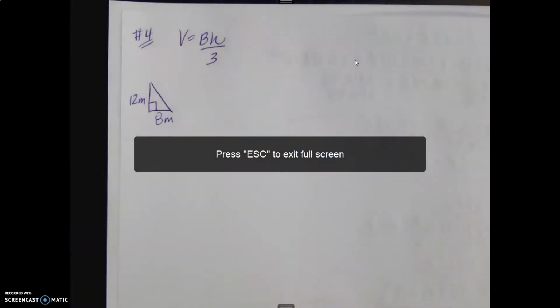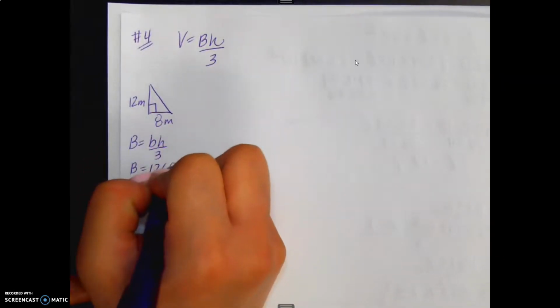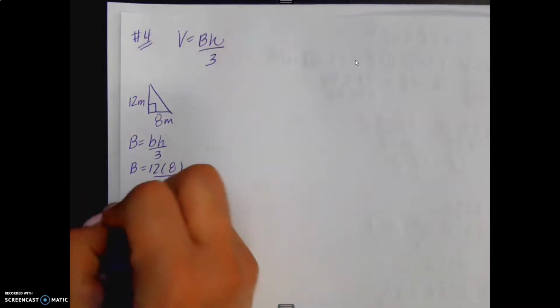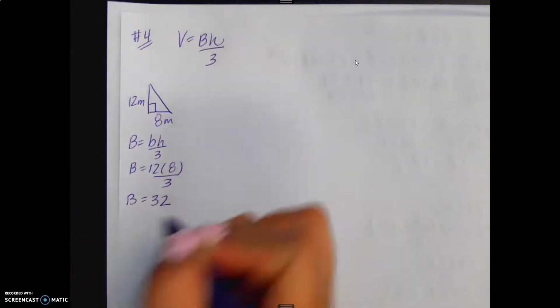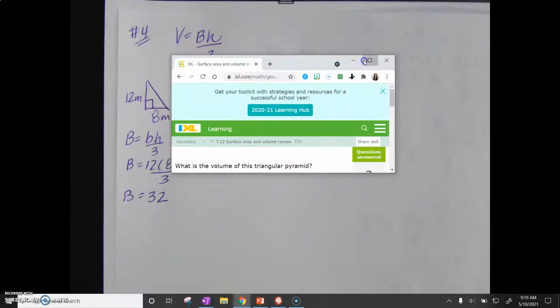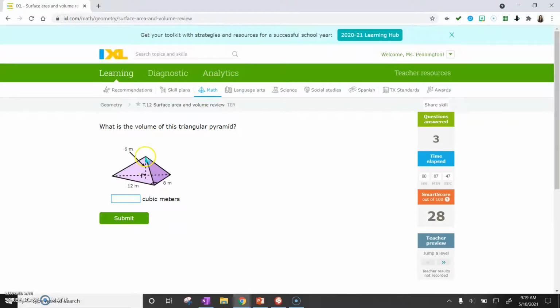All right, in order to find big B, remember area of a triangle is base times height divided by 2. So I'll do 12 times 8 divided by 2. 12 times 8 is 96 divided by 2. My big B is 48. Now I need to find my height of my pyramid, not the triangle on the bottom. Don't care about that anymore. So from top to bottom, my height is going to be 6. So I'll plug that into my formula. Big B is 48. My height is 6 divided by 3.